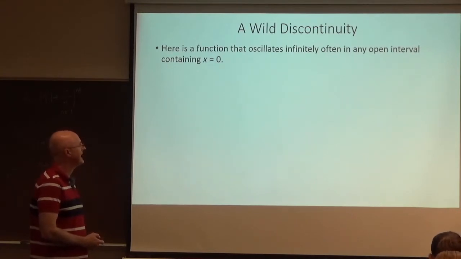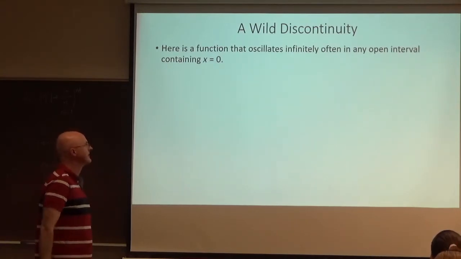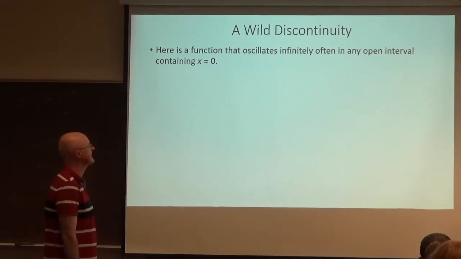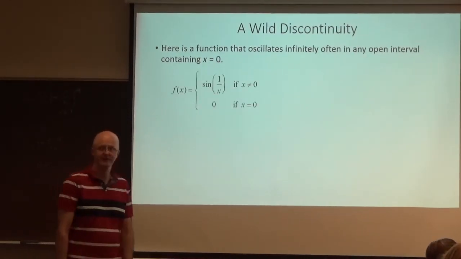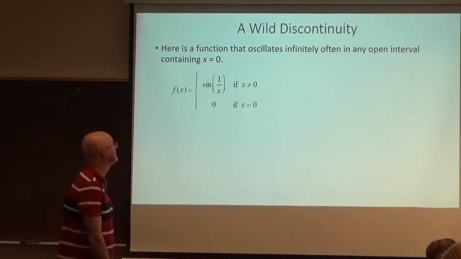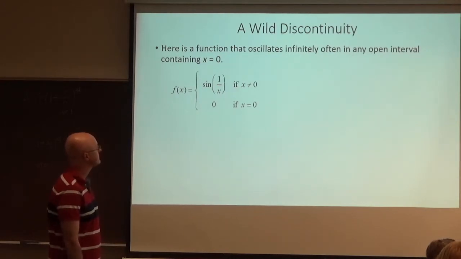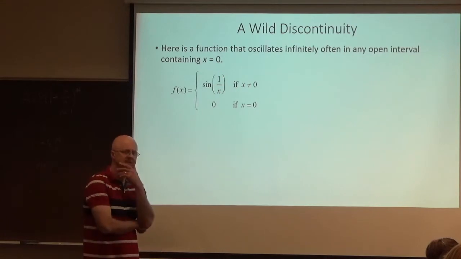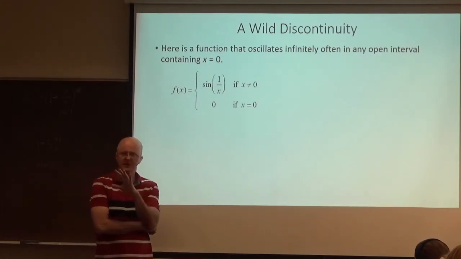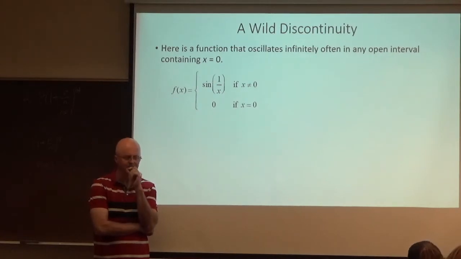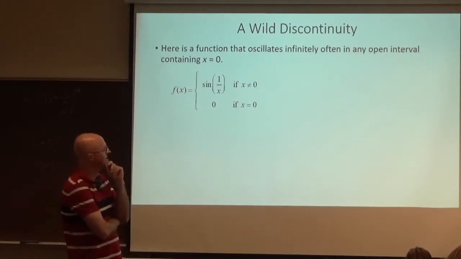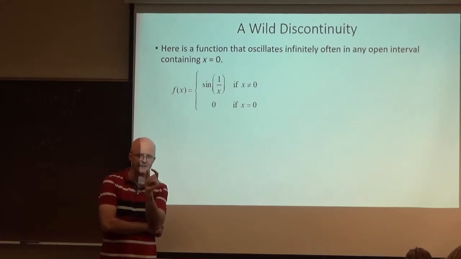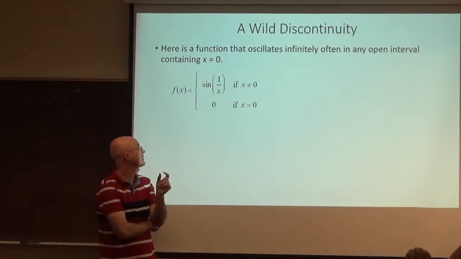Here's a function that oscillates infinitely often in any little open interval containing x equals 0. It's this function right here. It's a piecewise defined function. F of x equals sine of 1 over x if x is non-zero, and 0 if x is 0. Now I'm going to show you the graph, but before we look at the graph, let's just think about it. I'm claiming this oscillates infinitely often in any little tiny open interval around 0, no matter how small it is.